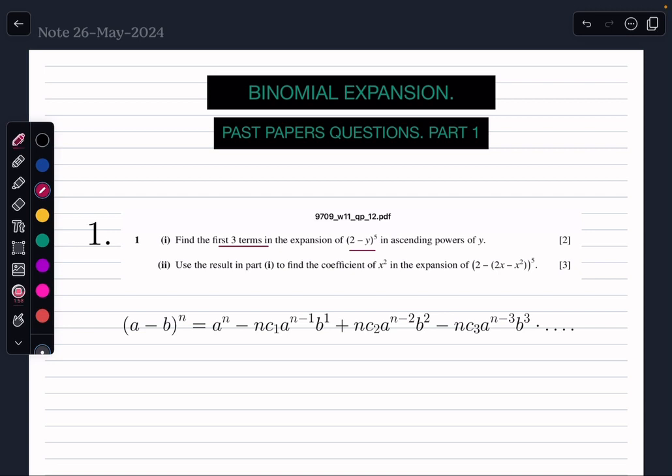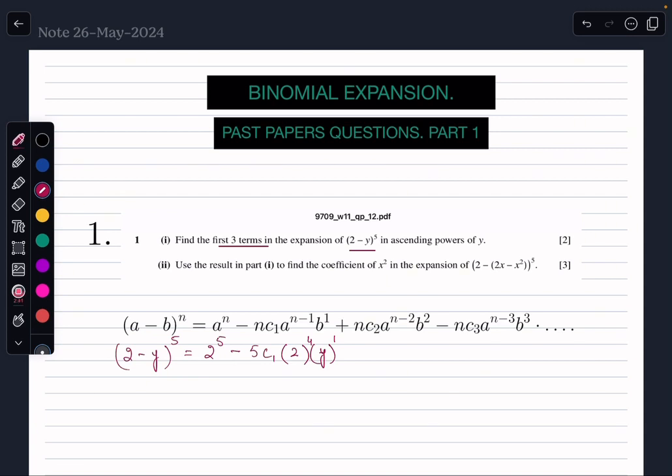So if we have to do the expansion of 2 minus y to the power 5, then this should be 2 to the power 5 minus 5C1, a, which is 2 in this case, to the power 4, and y to the power 1. For negative y, we have already assigned the coefficient 5C1 with the negative y. We have already adjusted the negative sign, and we know whenever the second term is negative, we have alternate positive, negative, and so on.